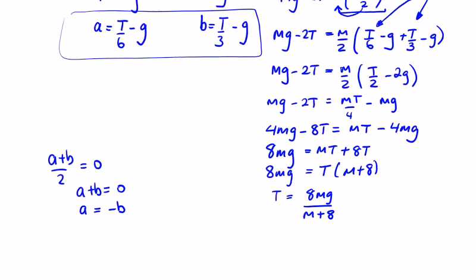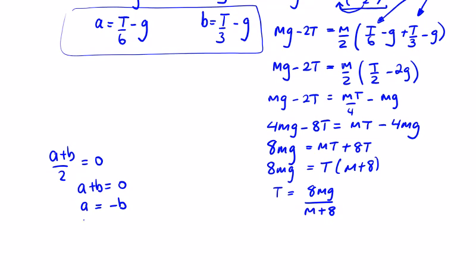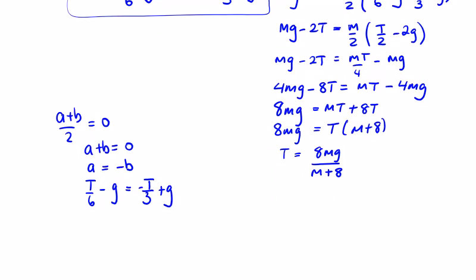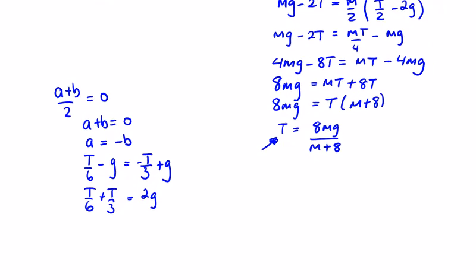So A is T over 6 minus g. T over 6 minus g would have to be equal to the negative version of B, which will be minus T over 3 plus g. So if we try and get T here, we can put it in here because it'll be in terms of g, and we'll be able to get an answer then. So T over 6 plus T over 3 is equal to 2g, and we've seen T over 6 plus T over 3 already. That's equal to T over 2. So T is equal to 4g.